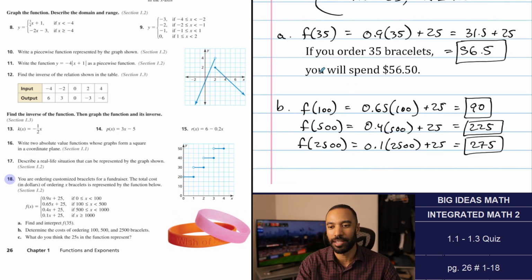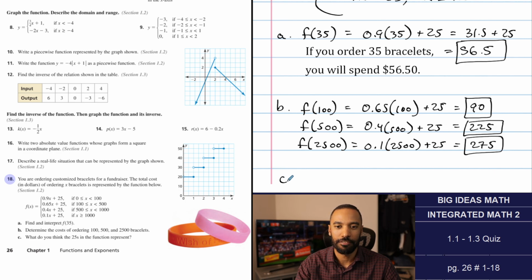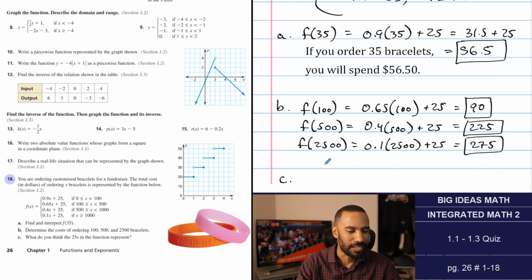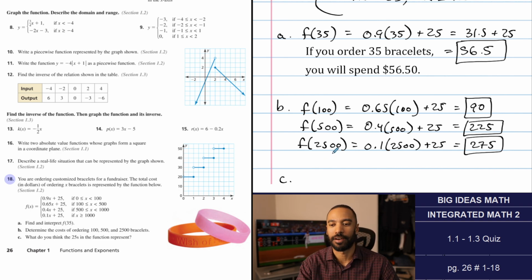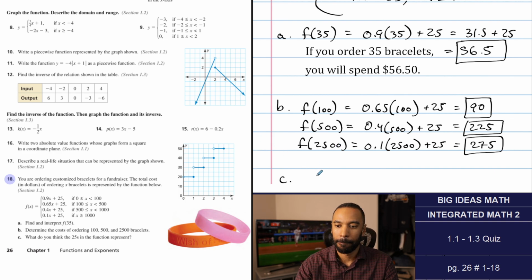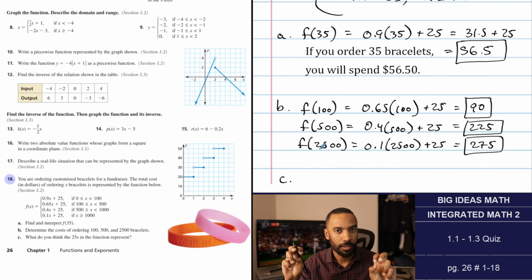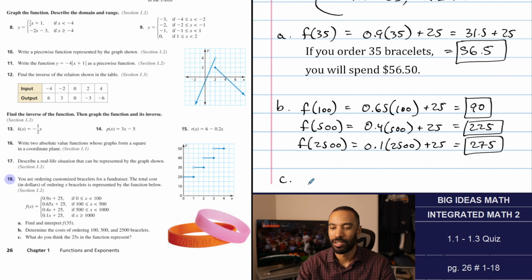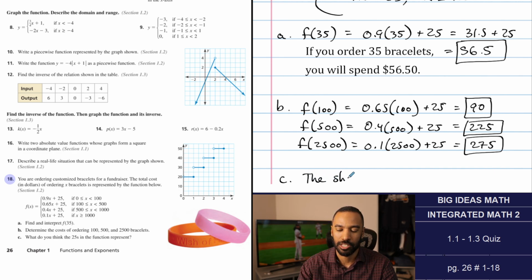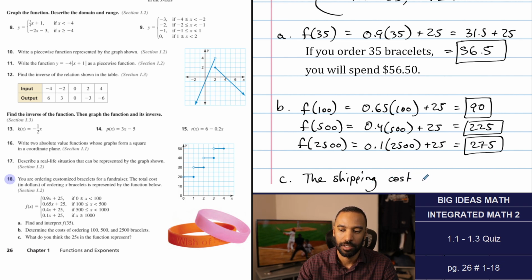What do you think the 25 is? The 25 in the function represents the upfront cost of ordering the bracelet, but for you, since you're ordering them, it's probably a shipping cost. Okay, the shipping cost. That's my belief. Unless you're picking them up in store somehow. And it's a flat rate. No matter how many you order, that's still up front.